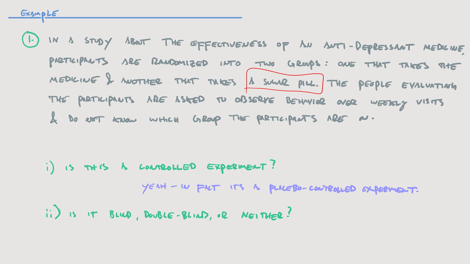The second question says, is it blind, double-blind, or neither? Well, we don't tell the patients at all in this study what group they're in, and also it even explicitly says that the people that are interacting with them don't know which group the participants are in. So I would say this is a double-blind study. Okay, what about this one?